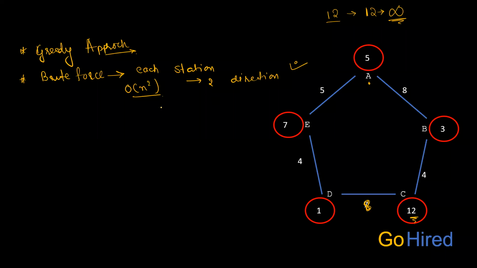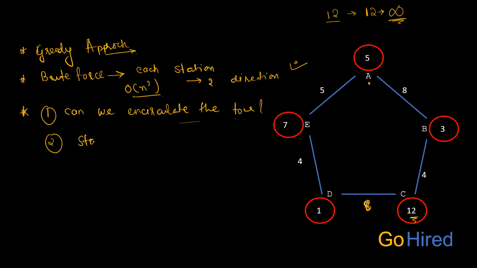Because over here we need to find out first: can we first of all encircle the tour? Whatever the tour is given to us, whatever the graph is given to us, can we encircle this thing or not? That is our first question. If we find that yes, I can complete the circle, then and only then I need to find a starting point.